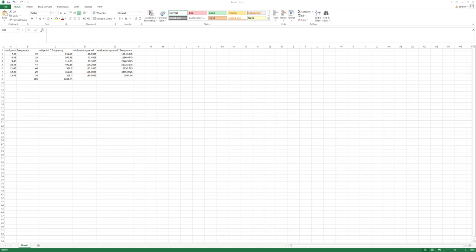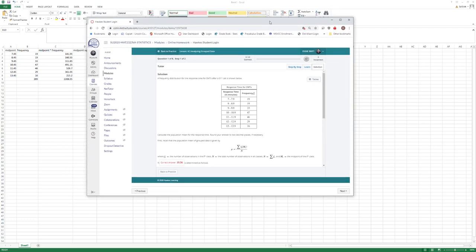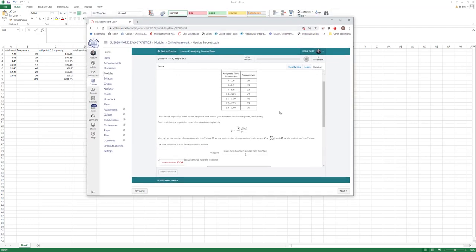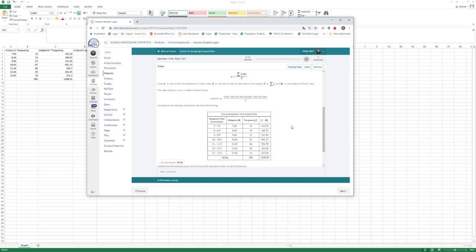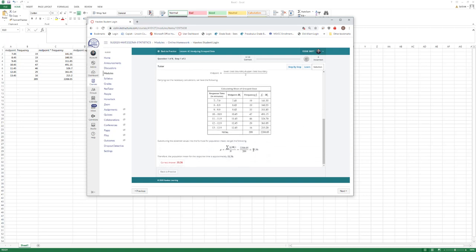And if you go into the tutor option in the practice, I haven't gone through here yet, but you can see they're doing some of the same things we did. We just went a little further. And the correct answer is 10.56. Okay.